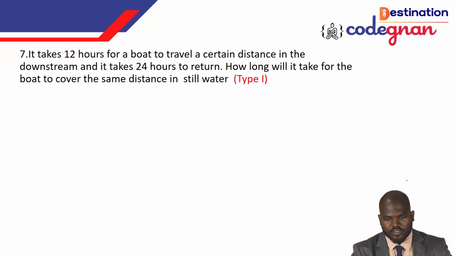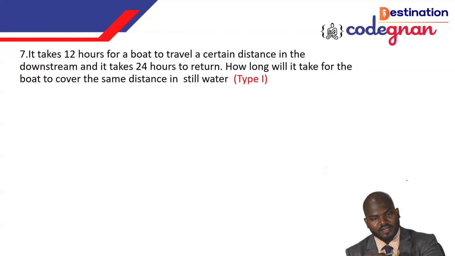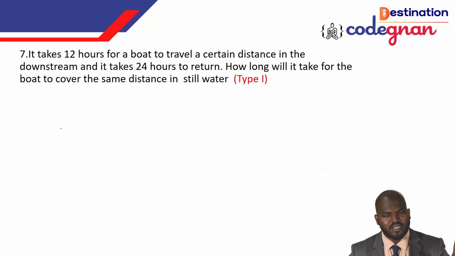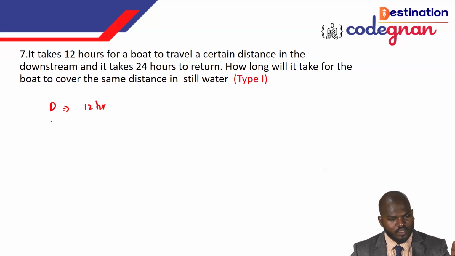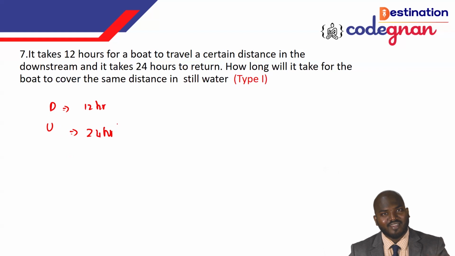It takes 12 hours for a boat to travel a certain distance downstream, and it takes 24 hours to return. You see this one, 12 hours to travel a certain distance downstream. They are clearly mentioning that downstream it took 12 hours, and upstream it's clearly mentioning 24 hours. It's not a speed, it's a time. Then you need to find out the distance. If you have the distance, you can find it easily.